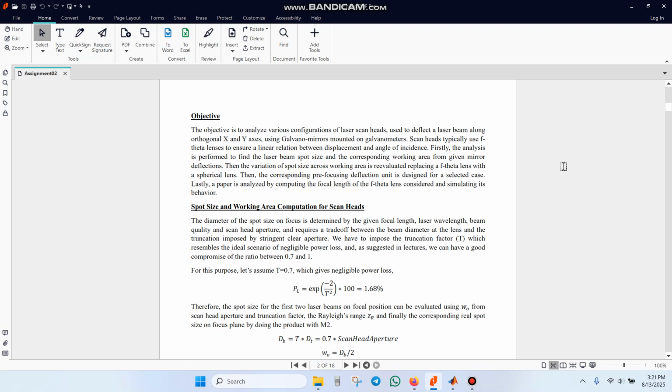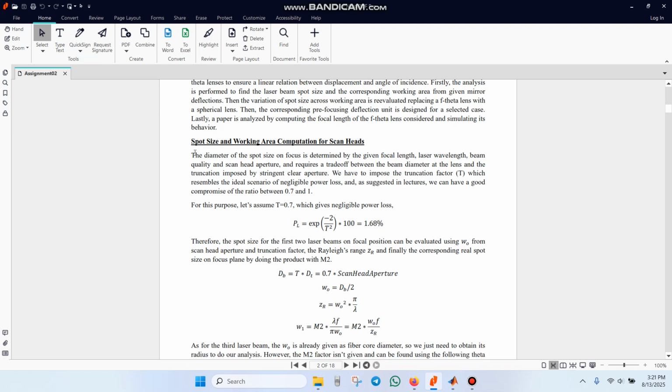So f theta lenses are not normal lenses in the sense that they ensure a linear relation between the angle of incidence and the displacement, compared to spherical lenses, which curve the working surface, as we will see later. So first of all, we would consider the f theta lens in order to do our analysis, computing the spot sizes with the given initial beam waist and apertures, and then we would look at the design of the pre-focusing lens. So in this first part, let us compute the spot size and the working area for various scan heads.